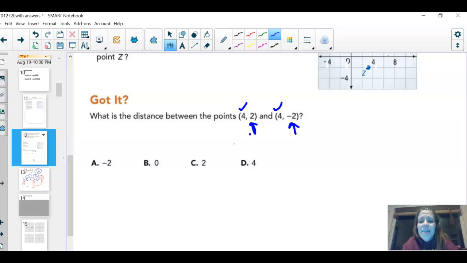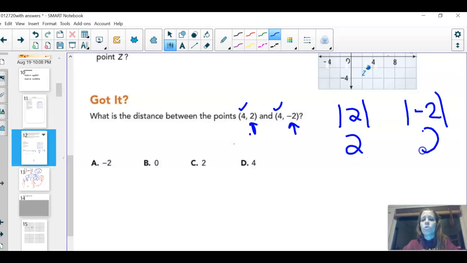I have 2 and negative 2. Tengo 2 y negativo 2. So think to yourself, what do I need to do? If you said I need to start by finding the absolute value of them both, you're correct. So the absolute value, the distance from 0, el valor absoluto, la distancia de 0, is 2 and 2. Now I have to think, do I add them or do I subtract them?